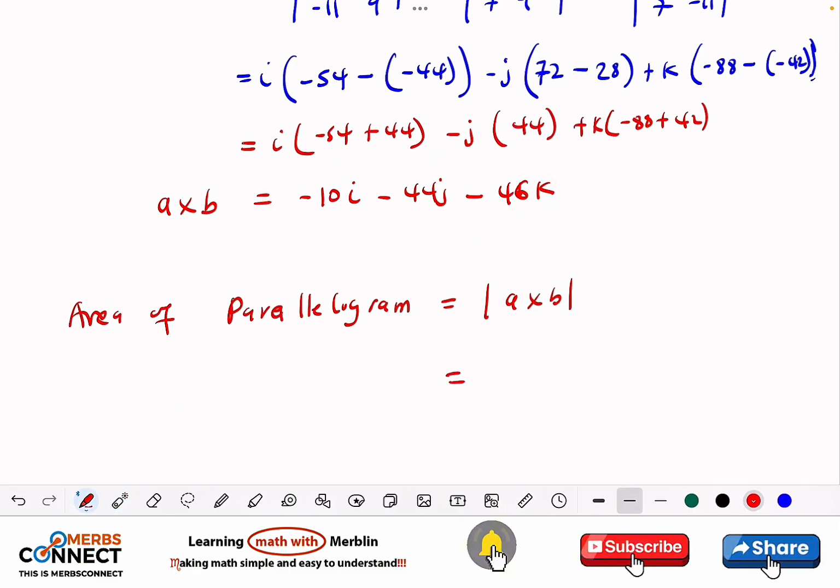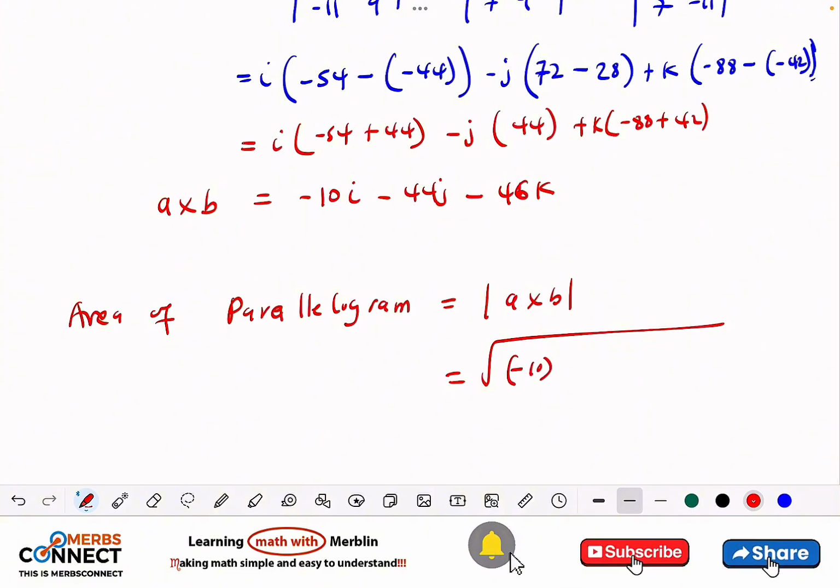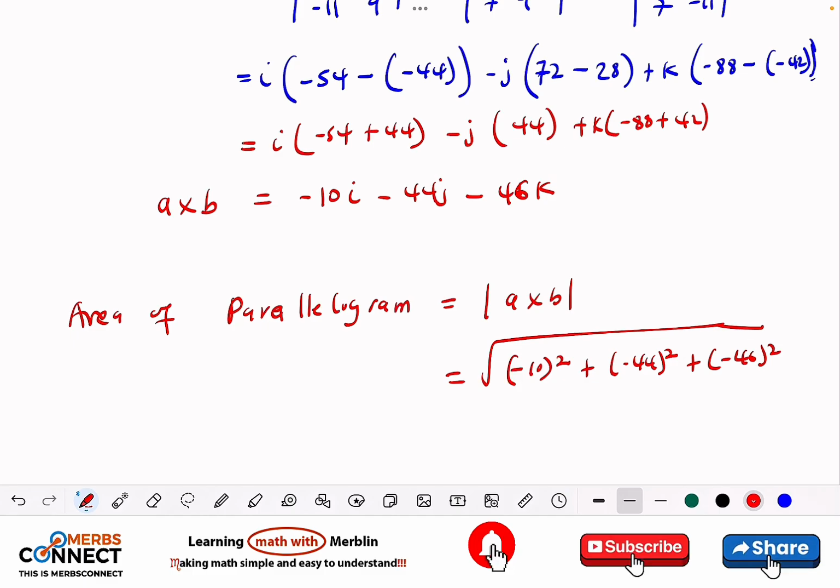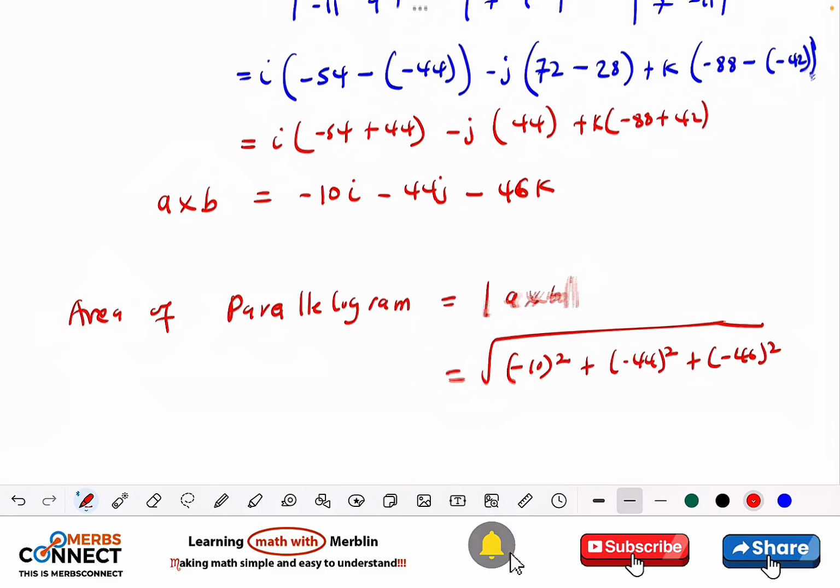So what will be the magnitude? The magnitude is just pick the coefficient of I, square it, pick the coefficient of this, square it, pick the coefficient of that and square it. Then you are done. So minus 10 squared plus minus 44 squared plus minus 46 squared. So basically that's all, and then we are done.